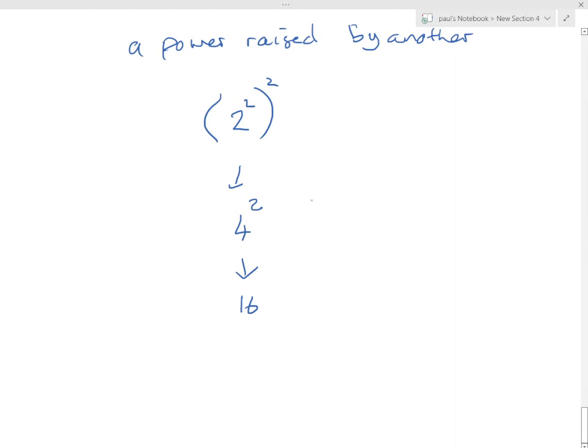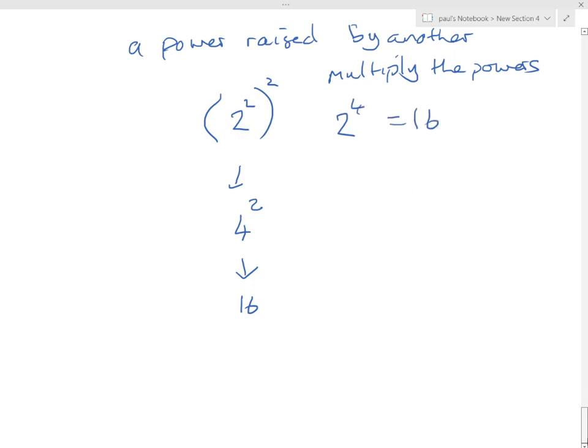So what does that mean, raised by another power? Now there's a short way of doing this: we multiply the two powers. So 2 times 2 will just be 2 to the 4. 2 to the 4 equals 16.